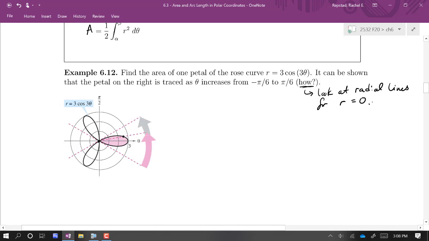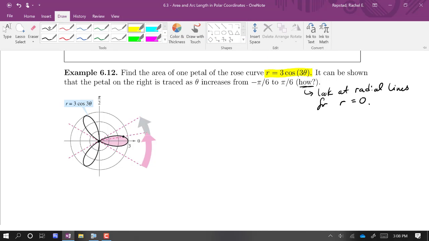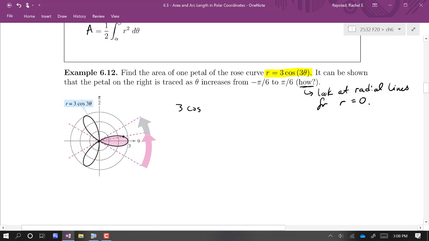Now, if you set r equal to 0 and find theta, that's how we find the radial lines for a given value of r. We get several values. So I'm going to set r equal to 0, and there's my function r, that means that 3 cosine of 3 theta is equal to 0, and that means that cosine 3 theta is equal to 0.